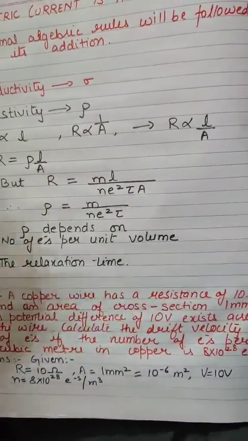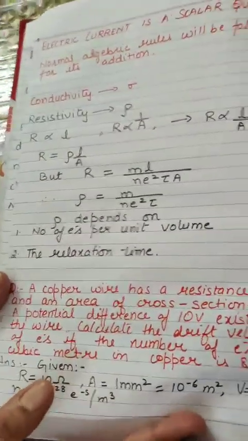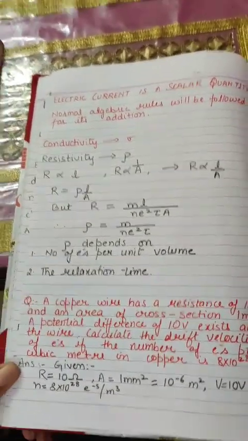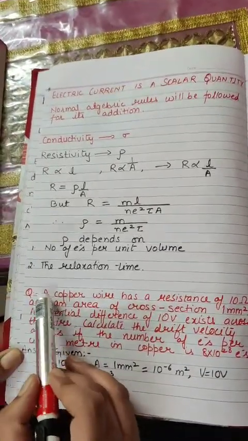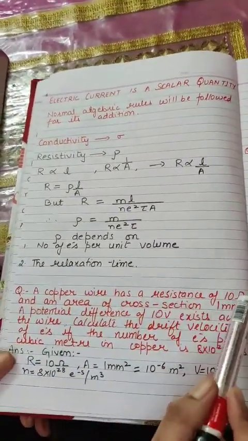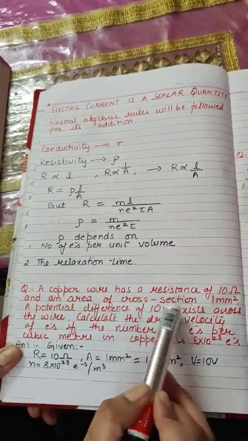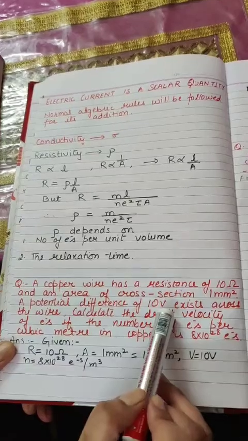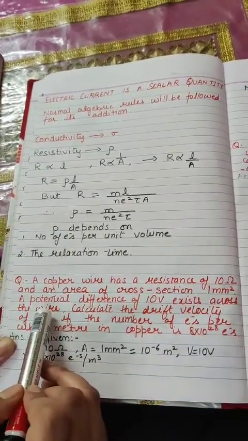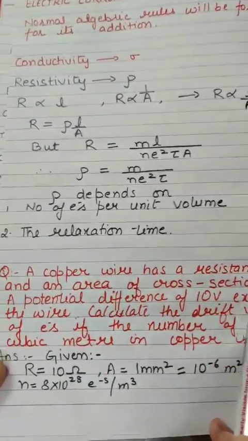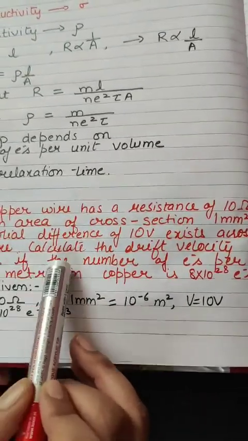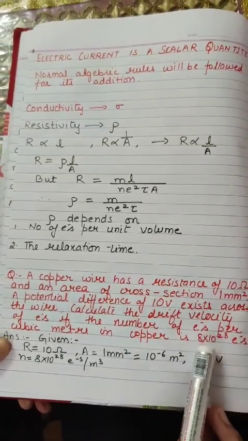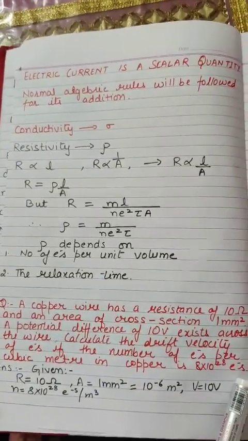Now let's take some numericals to understand how to apply these formulae. The first numerical which we are going to discuss is: a copper wire has a resistance of 10 ohms and an area of cross section 1 millimeter square. A potential difference of 10 volt exists across the wire. Calculate the drift velocity of electrons if the number of electrons per cubic meter in copper is 8 into 10 raised to power 28 electrons.